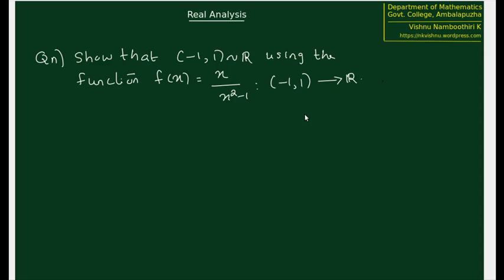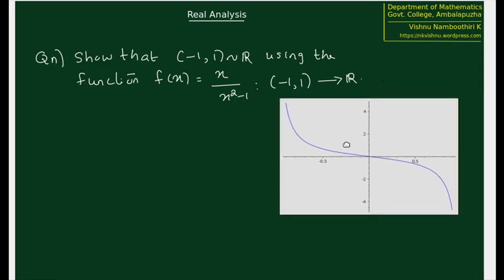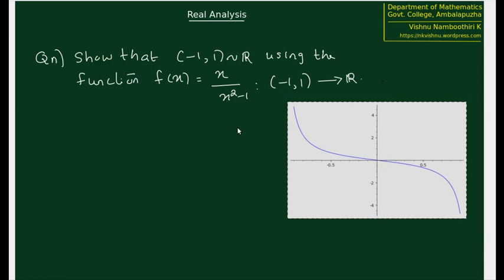If we look at the graph of this function, we can get some idea about why we specifically choose this function. The graph of the function looks like this. This is the graph of the function f(x) = x/(x² - 1) in the range (-1, 1). Suppose that we mark -1 here, the left endpoint of the interval, and 1 here. We can see that the graph stays somewhat flat near 0 and increases rapidly when it moves towards -1 and towards +1.